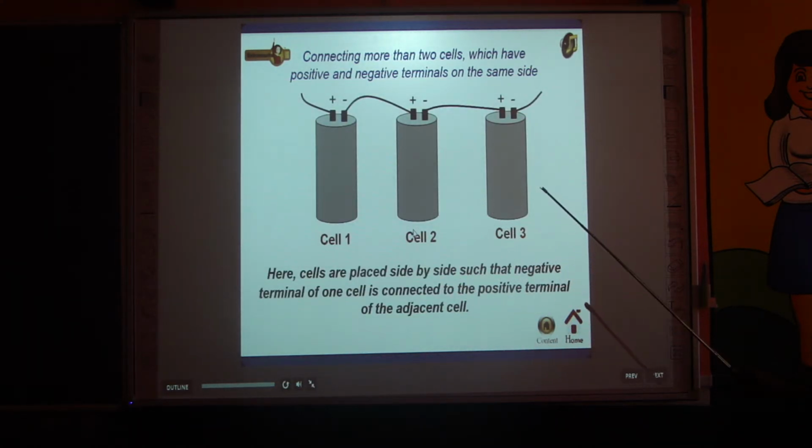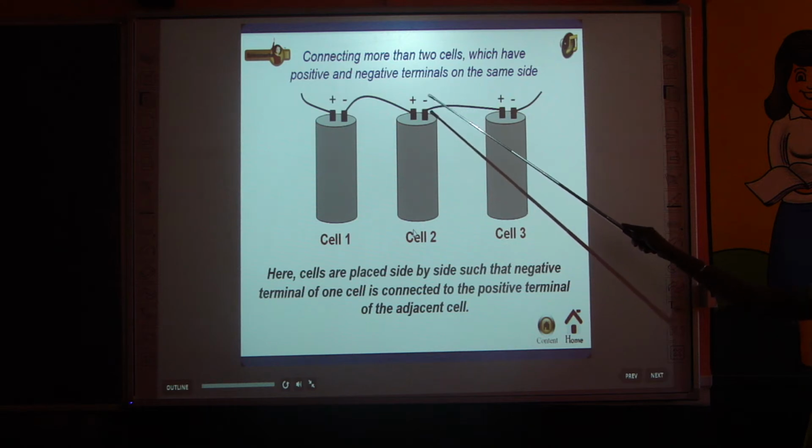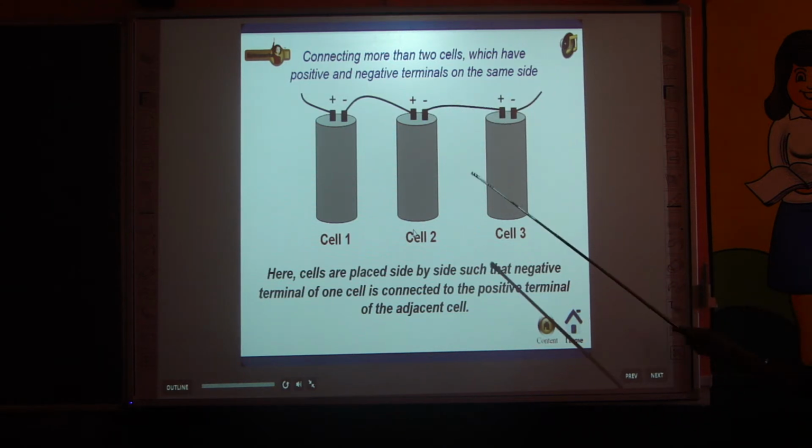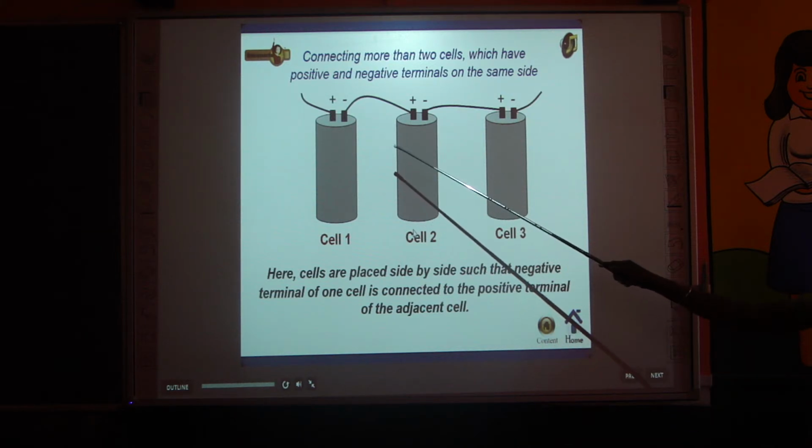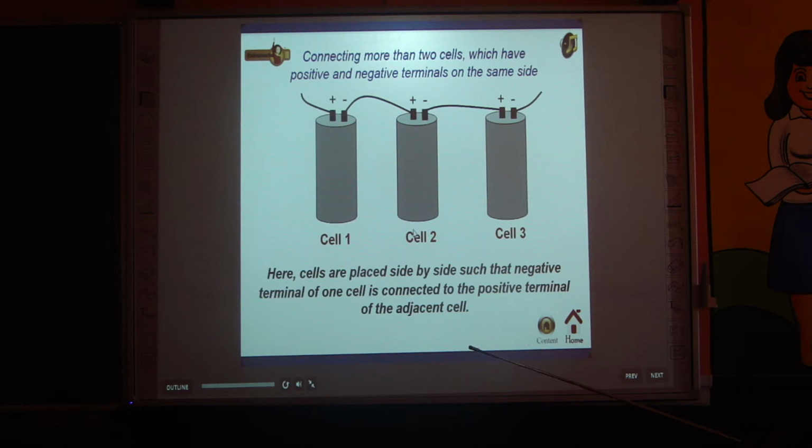See, these are also cells. In this, connecting more than two cells which have positive and negative terminals on the same side. See, this is also a cell. Before, we saw the cell consists of positive and negative terminals on the opposite side. But here, on the same side they consist of both positive and negative terminals. How we can connect these cells means, here the cells are placed side by side such that a negative terminal of one cell is connected to the positive terminal of the adjacent cell.